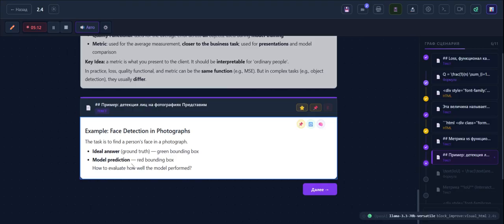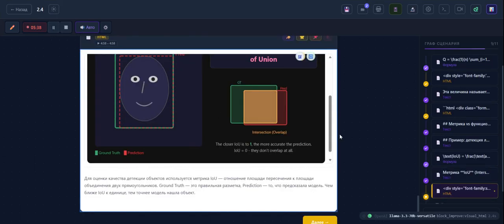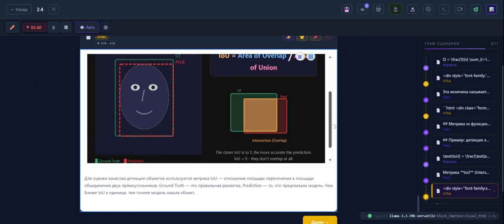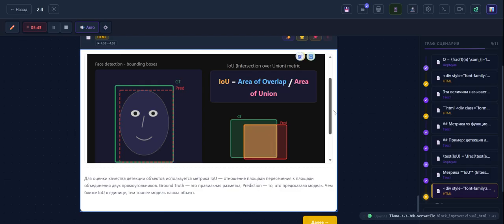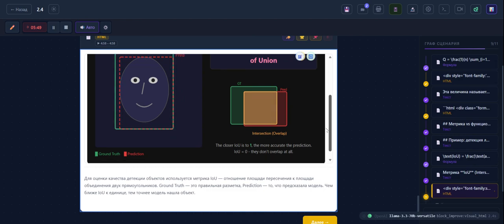Another example is face detection in photographs. The task is to find a person's face in a photograph, and there might be an ID or answer, ground truth, and model prediction, and we have to see how we can find out if our model does a great job. We can check it here. The closer our area of overlap to 1, the more accurate the prediction.